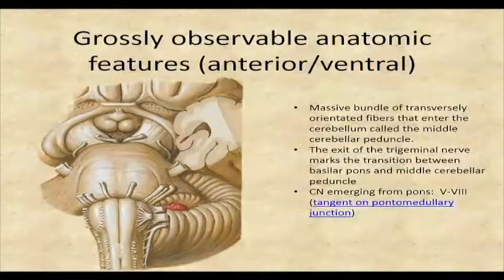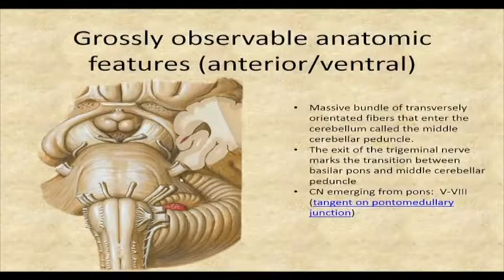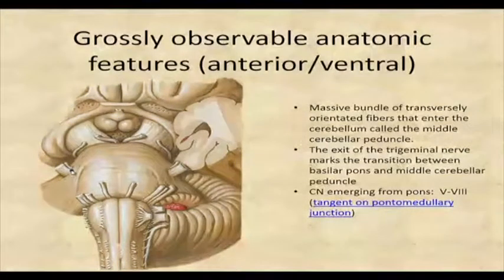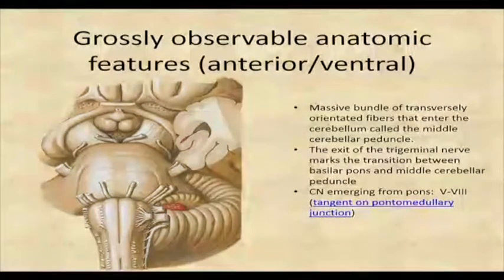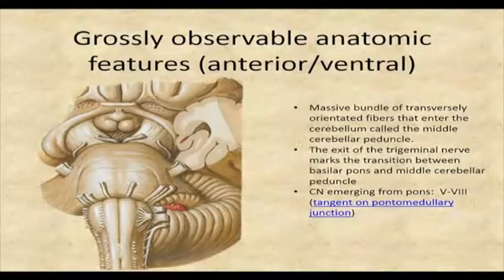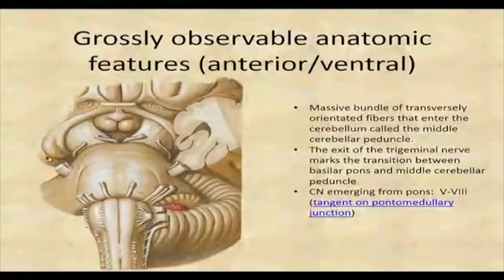from the basilar pons. And another great differentiating feature is that we have a very large cranial nerve 5, that comes out on the ventral side, and it demarcates the ending of the pons and the beginning of the middle cerebellar peduncle. So that's an easy way to find it in lab, okay? And then we have 5 is going to emerge from the pons.